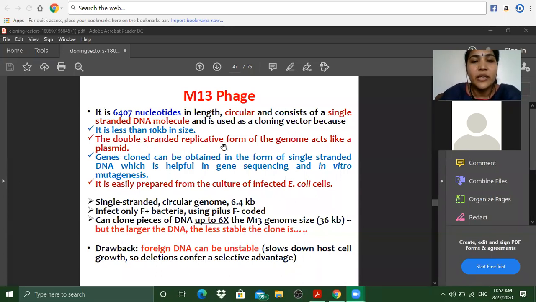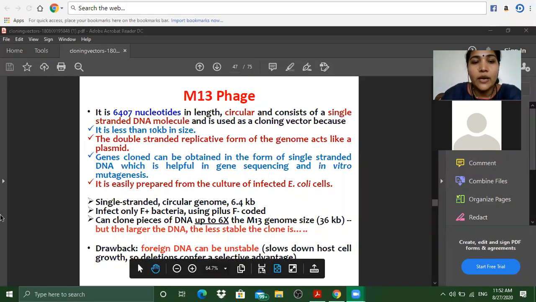The double-stranded replicative form of the genome acts like a plasmid, and the cloned genes can be obtained in the form of single-stranded DNA, which is helpful in gene sequencing and in vitro mutagenesis. It is easily prepared from the culture of infected E. coli cells. It is a single-stranded circular genome of 6.4 kilobase pairs and infects only F plus bacteria.